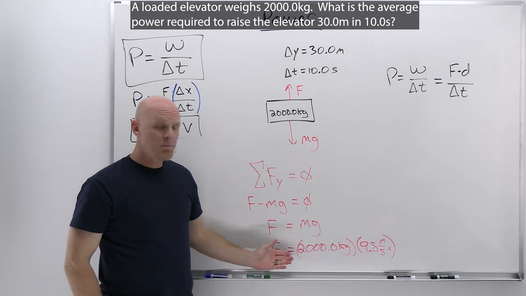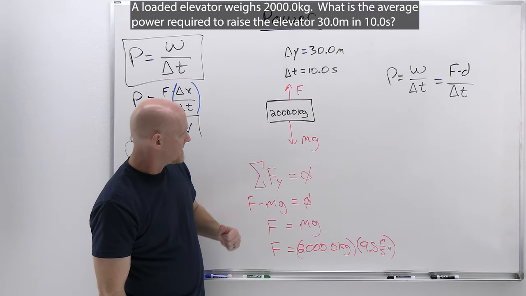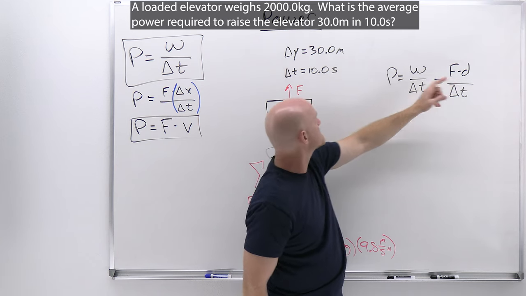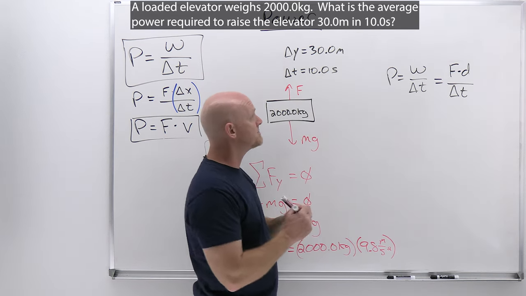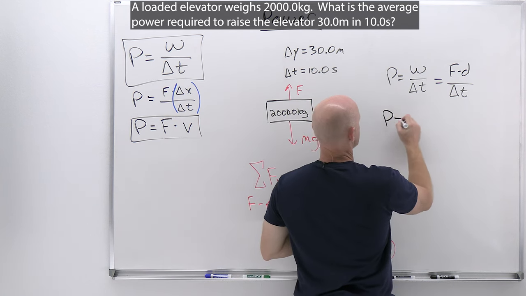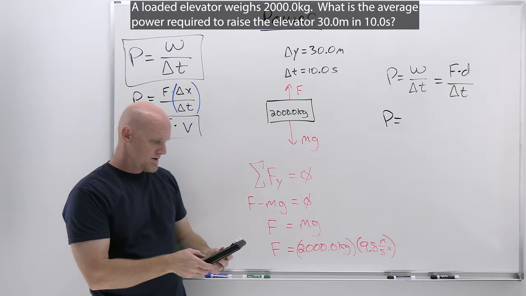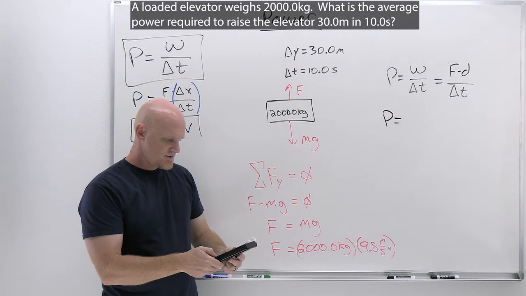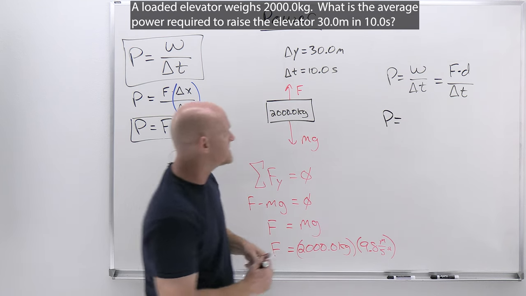Okay, somewhere in the ballpark of 20,000 newtons, just shy of that, right? Cool, and that's what's gonna get plugged in right here for this force. We've got the displacement of 30 meters, the time of 10 seconds. We're ready to do a little bit of plugging and chugging here. Okay, let's get that force first. So 2,000 times 9.8 is gonna get us 19,600.